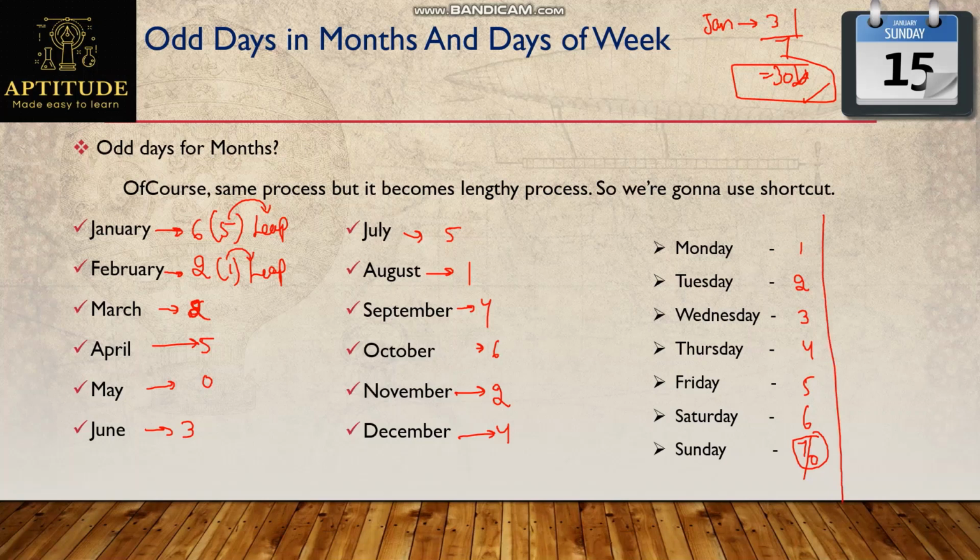So once again, I'll write the century codes here. 100 years, 5. 200 years, odd days will be 3. 300 years, odd days will be 1. For 400 years, odd days will be 0. So for all multiples of 400 years, odd days will be 0. And as we already know how to find out odd days for 1900, 1800, 2100, like that, you can use the process of dividing by 400.